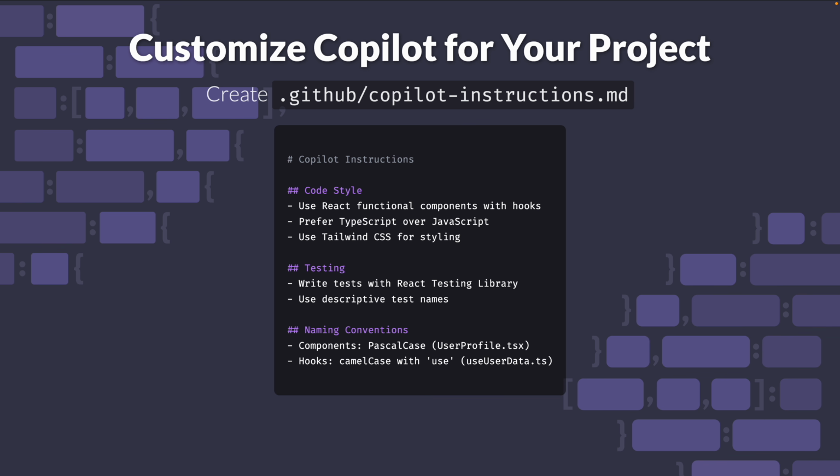Next, I want to talk to you about repository customization. You can actually train Copilot on your project's rules using a special file. So instead of telling Copilot every time to use TypeScript or use functional components, you can make this file called GitHub or Copilot instructions. And then you can just put the instructions here, and then it will use all these instructions whenever it's working.